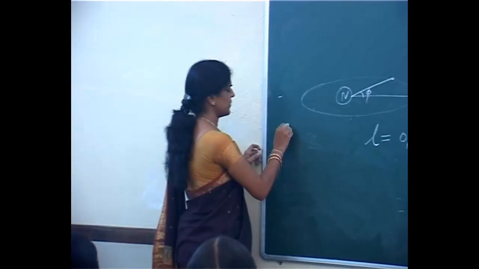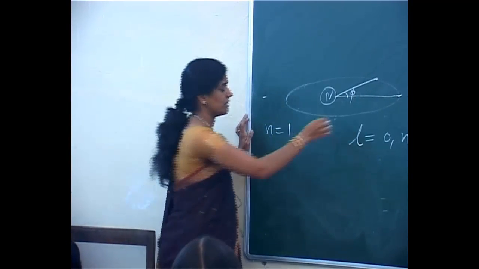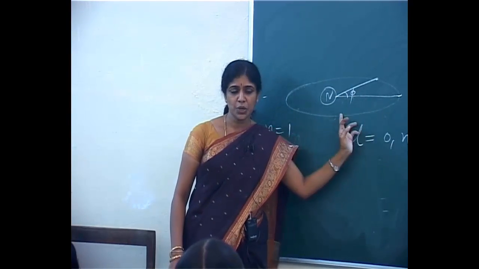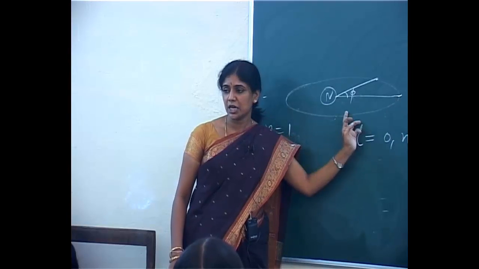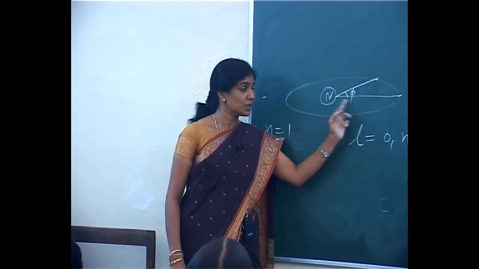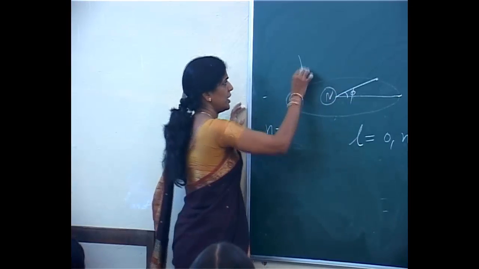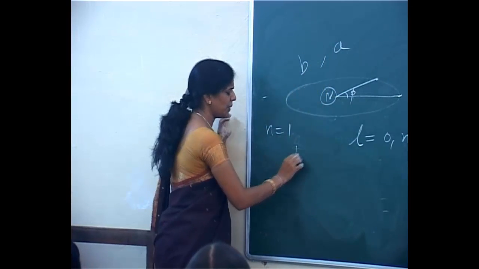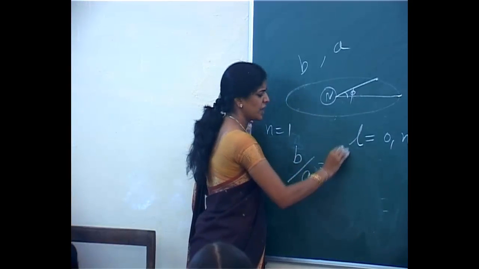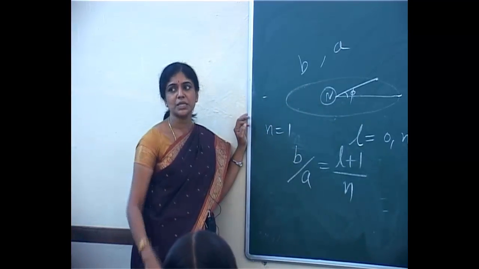When the electron is in its first orbit, n equal to 1, what will B be? One more thing, the semi major and semi minor axis. Because the distance changes, isn't it? When the electron is here, far away from the nucleus, and when it is here, closer to the nucleus. So this we call the semi major axis and this we call the semi minor axis. So B and A he has taken here. There is a formula relating the semi major and semi minor axis: B by A equal to L plus 1 by n.